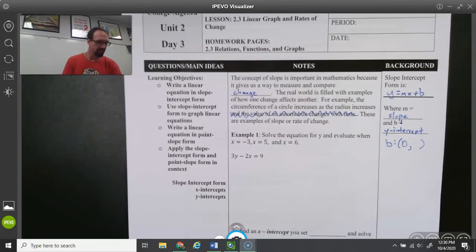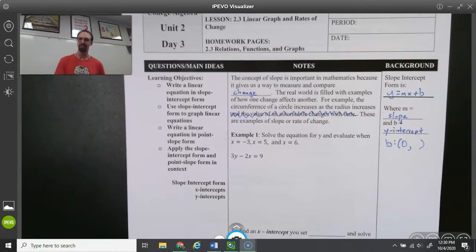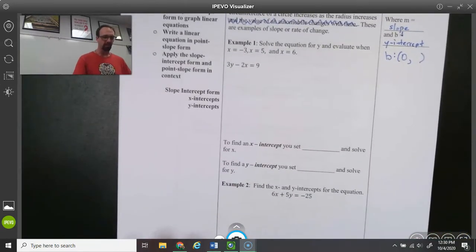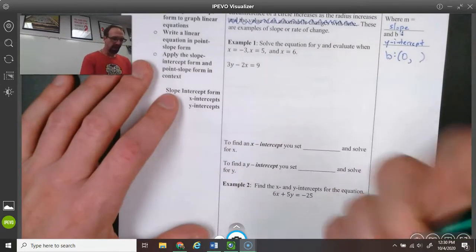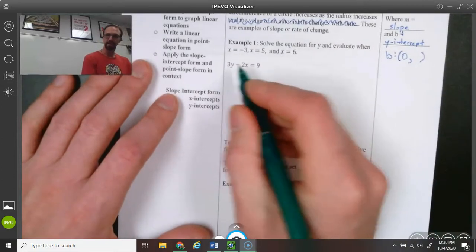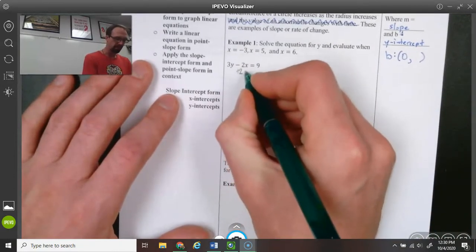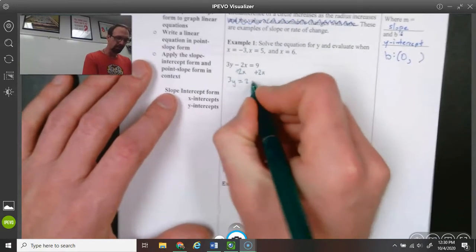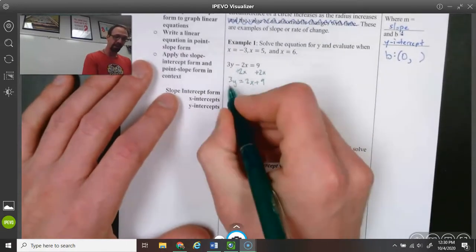So for this first one, it says, solve the equation for y and evaluate when x equals -3, x equals 5, and x equals 6. So I'm essentially developing a table here. So first, let's go ahead and solve it for y. So example 1, let's go ahead and get the 3y by itself. So we're going to add 2x on both sides. Add 2x, add 2x. We get 3y equals 2x plus 9. Divide by 3 on both sides.